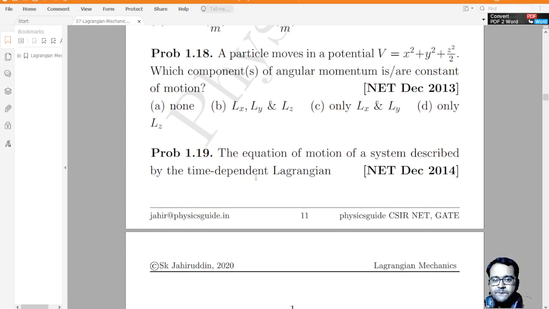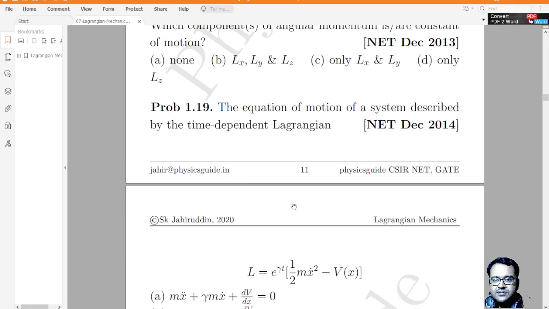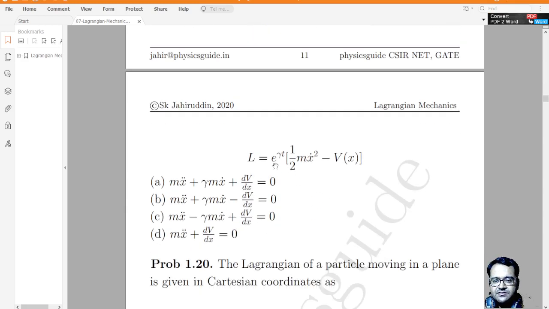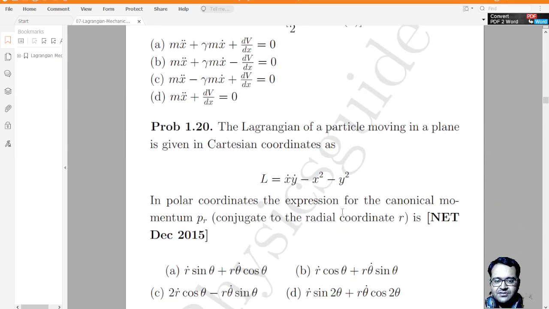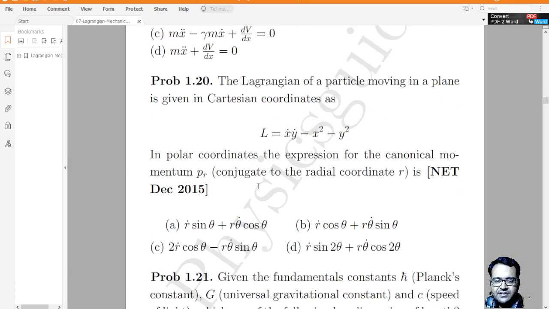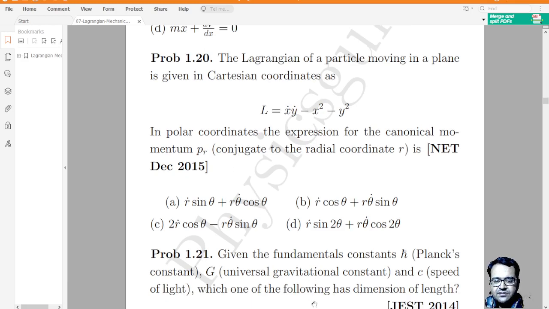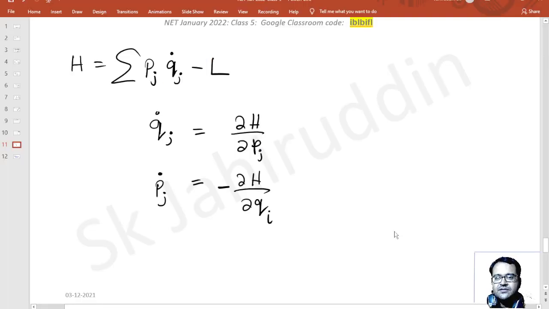Okay, so the equation of motion of a system is described by a time dependent Lagrangian, which is very much liked by the paper setter. So these are repeated, so just solve it. Given a Lagrangian of a particle, you need to calculate the canonical momentum. Okay, just remember one thing.